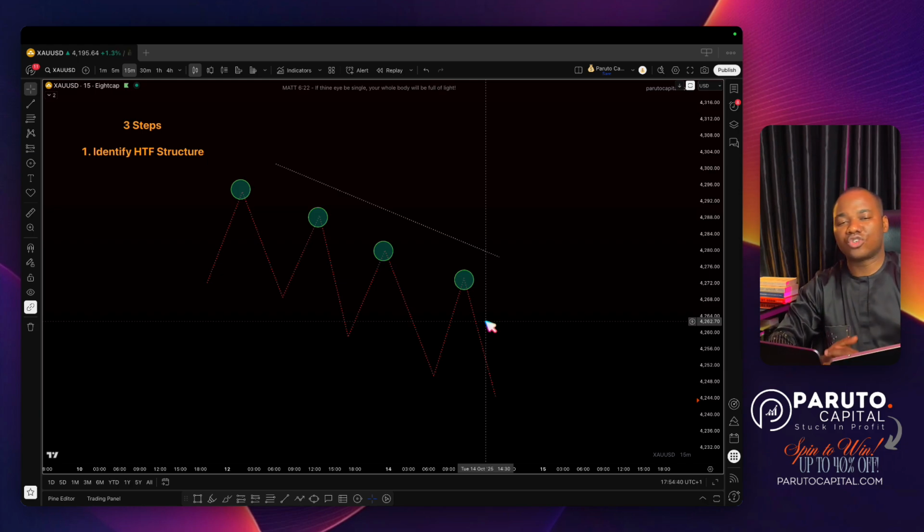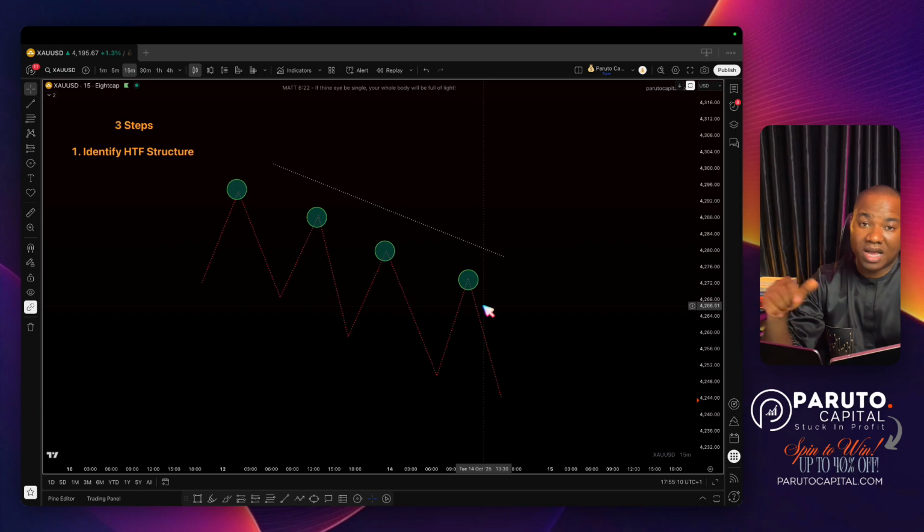So when you identify your higher time frame structure, the first step is to find the trend of the market. If you're able to find the trend of the market, that really just brings the mistakes you could have made down to about, let's say, 80%, sincerely. Because if you trade in the direction of the major trend, you'll most likely get your trade entries correct. So that's the first thing you have to do.